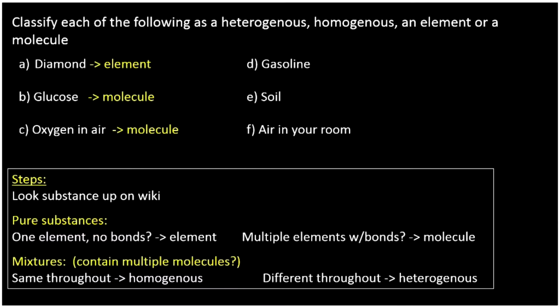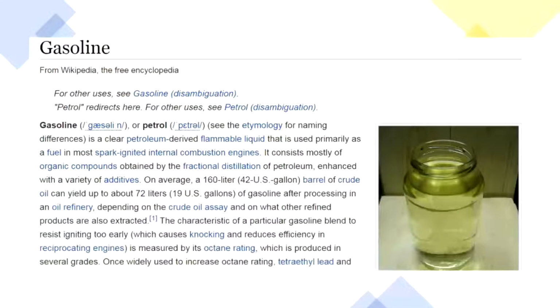All right, what about gasoline? Again, Wikipedia gasoline. And it says it is a clear petroleum-derived flammable liquid that's used as a fuel. It consists mostly of organic compounds. So notice the word compounds, and it's plural. Compound, remember, is another name for molecule. And it has that S on it, so it's plural. So it's made of multiple compounds. So that means it's a mixture. So this is our first mixture we've looked at.